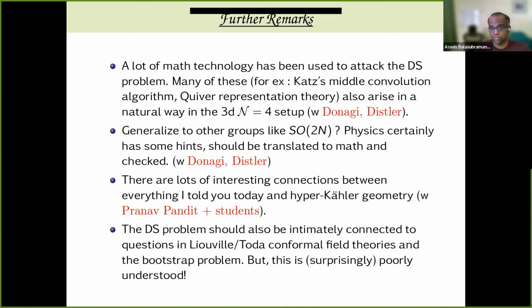So the Deligne-Simpson problem should also be intimately connected to questions in Liouville and Toda conformal field theories, and the corresponding bootstrap problem. But this is actually surprisingly poorly understood. And I'm happy to chat about that with anyone who's interested. So yeah, thank you. I'm done.